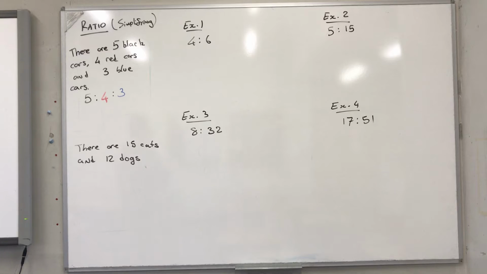So you can see that I'm able to express that information very quickly with just numbers. But you need to be very careful with ratio because it all depends on which one you put first. That means we've got 5 to 4 to 3. That means we've got 5 black cars, 4 red cars, and 3 blue cars.